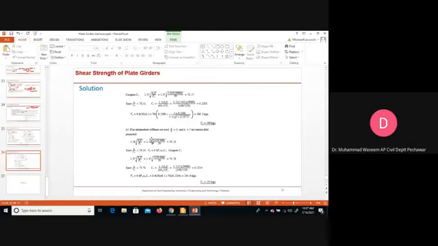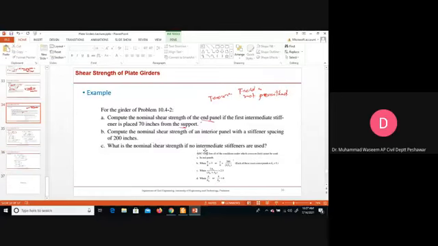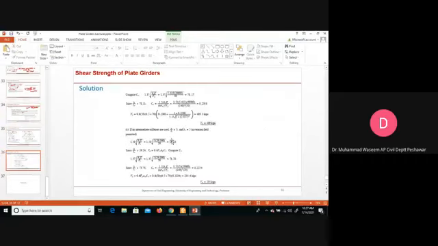So what is the third case? What is the nominal strength if there are no intermediate stiffeners? A value will be very high, and obviously A by H aspect ratio will be greater than 3. Accordingly, you will use this equation. I hope it is somewhat clear to you from the recording.